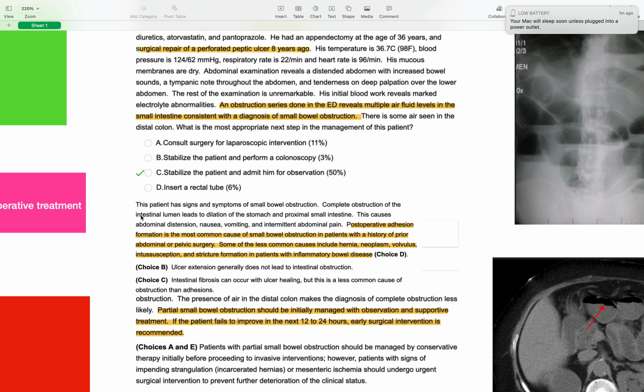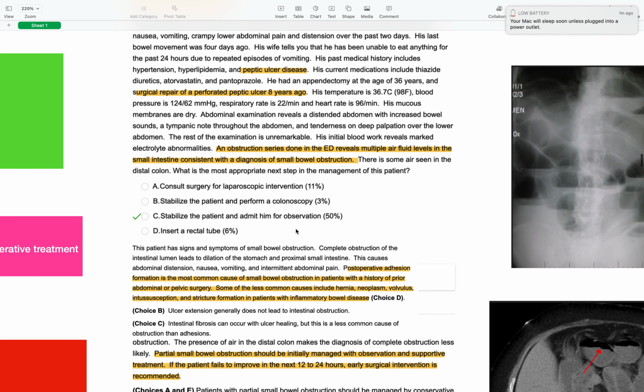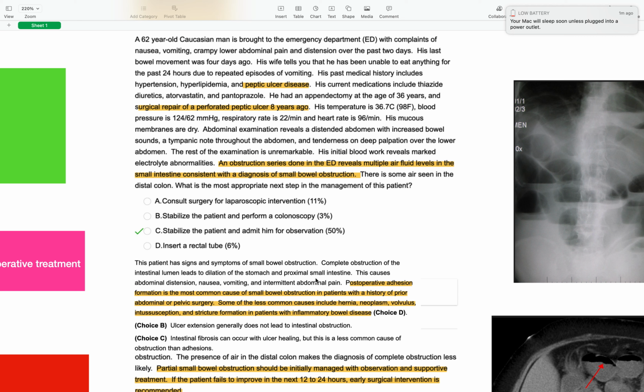Complete obstruction of the intestinal lumen leads to dilation of the stomach and proximal small intestine. This causes abdominal distension, nausea, vomiting, and intermittent abdominal pain. That's exactly how this patient presented to the ED. Postoperative adhesion formation is the most common cause of small bowel obstruction, with a history of prior abdominal or pelvic surgery. This patient had a perforated peptic ulcer repair 8 years ago. Some of the less common causes include hernia, neoplasm, volvulus, intussusception, and stricture formation in patients with inflammatory bowel disease.